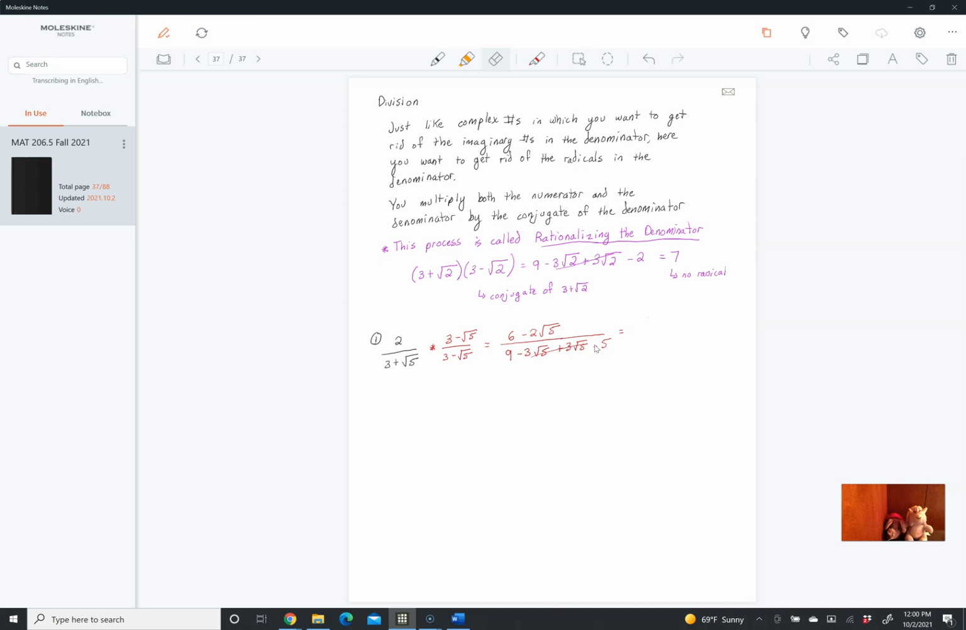So this becomes 6 minus 2 root 5 over 4, because 9 minus 5 is 4. But we are not done. You must reduce, and everything here is divisible by 2. So this is really 3 minus square root of 5 over 2. This is your final answer.